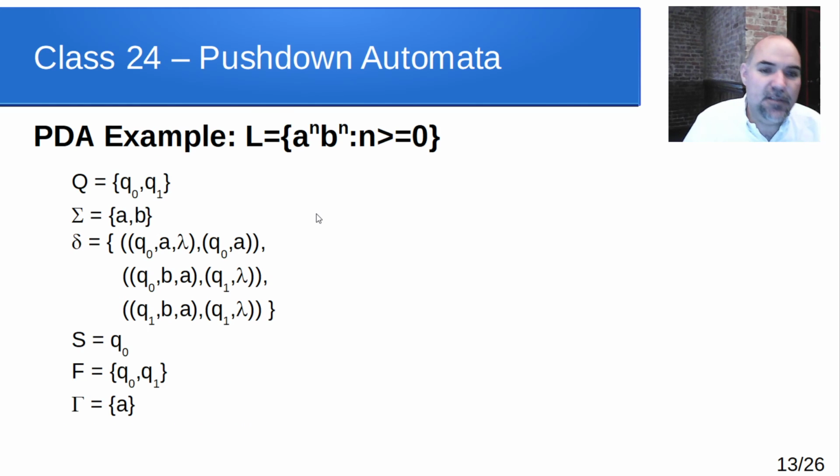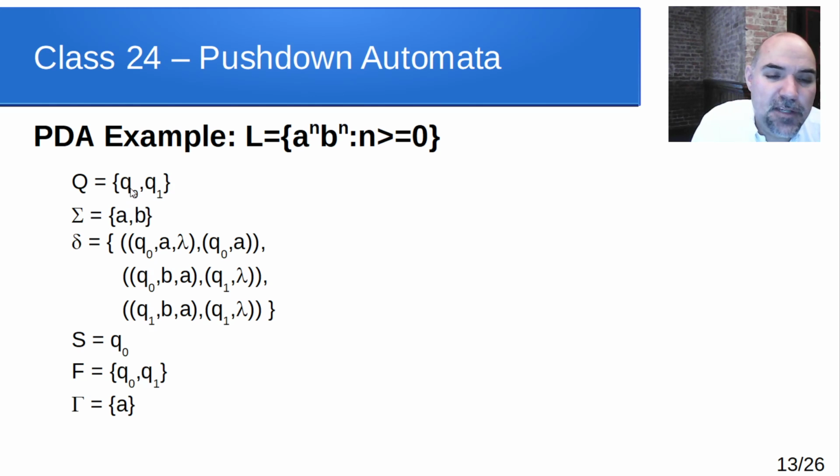All right, so here's a pushdown automaton for the language A to the N, B to the N, where N is greater than or equal to 0. Now, we have seen this language before, and we had proved several lectures ago that it was non-regular. So we know we could not make a DFA or NFA or regular expression for that language, but we're going to make a pushdown automaton for it. So here's the pushdown automaton for that.